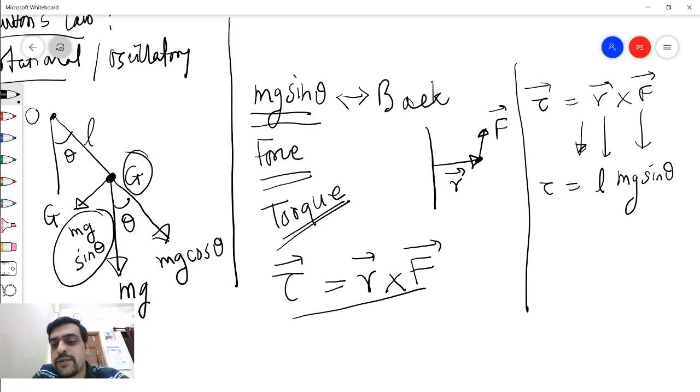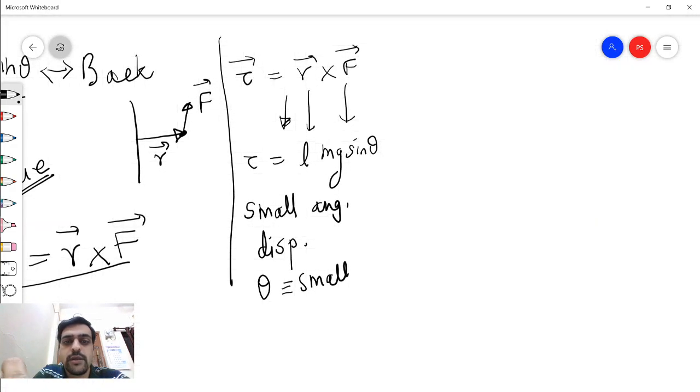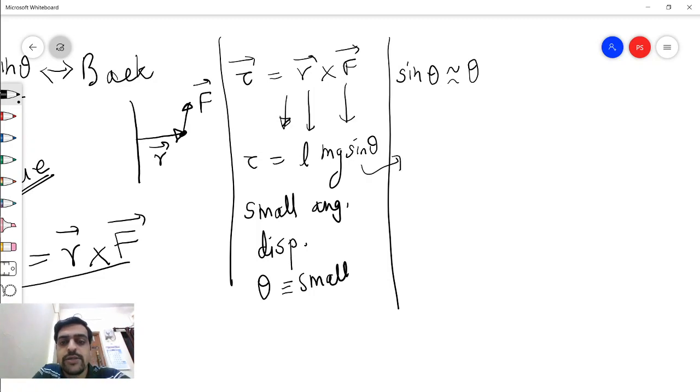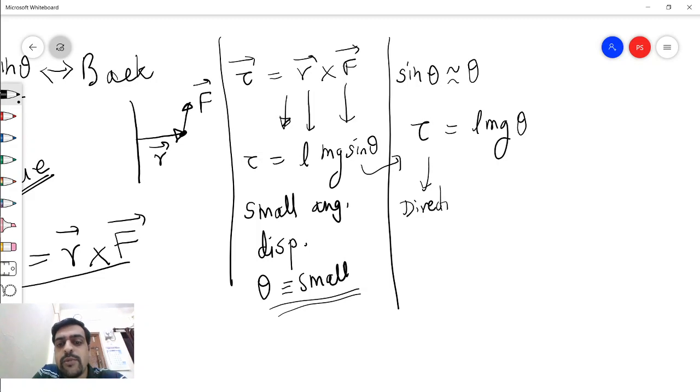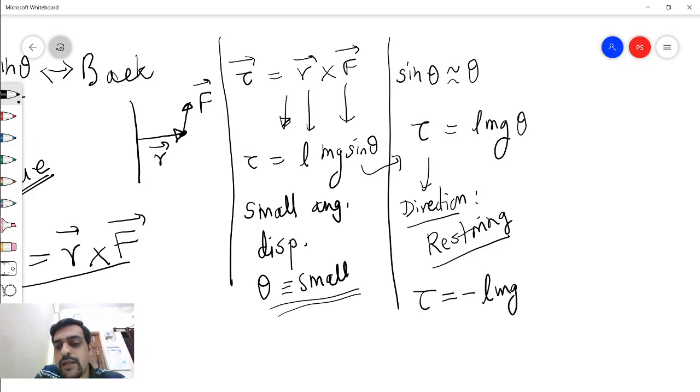So we will restrict ourselves for small angular displacements. So theta is small, and in such an approximation we know that sin theta is approximately theta when theta is expressed in radians. So this equation reduces to just Lmg theta, since we are saying that theta is small enough. Now one more thing we have to add, because we have considered only the magnitude. If we include the direction, we must remember that this torque is the restoring torque, in the sense that it tries to restore the position of the body to its equilibrium position. So restoring torque is usually represented by a negative sign. Now this will be our first important equation.